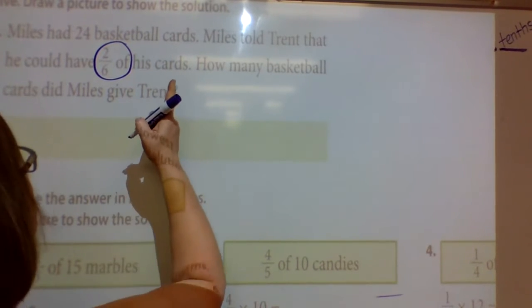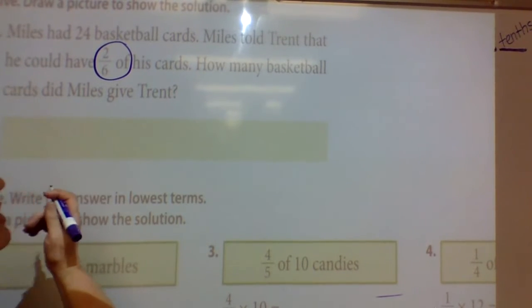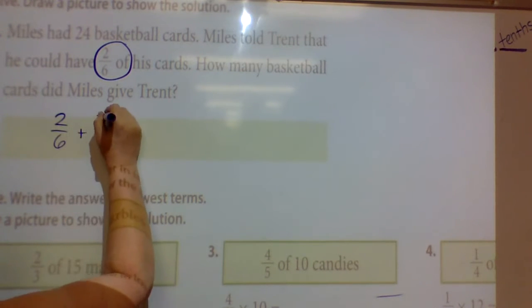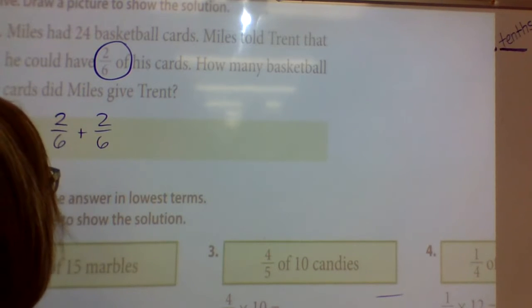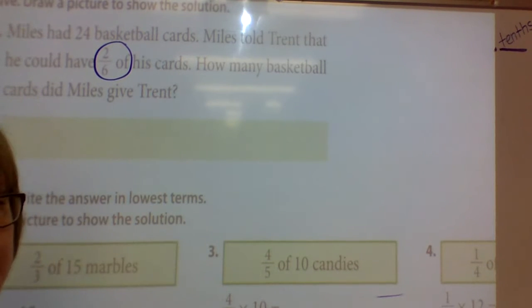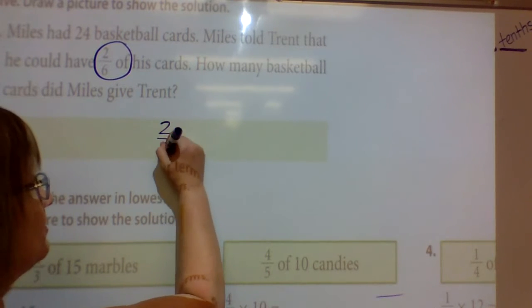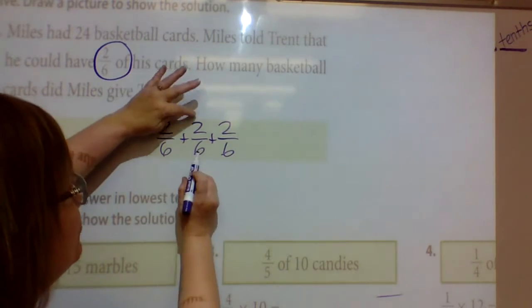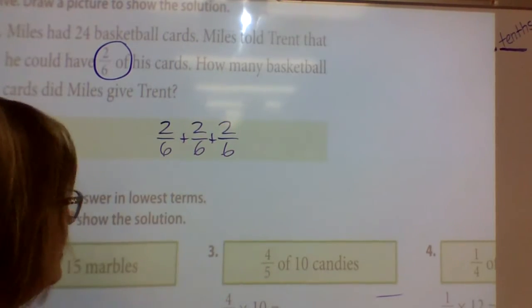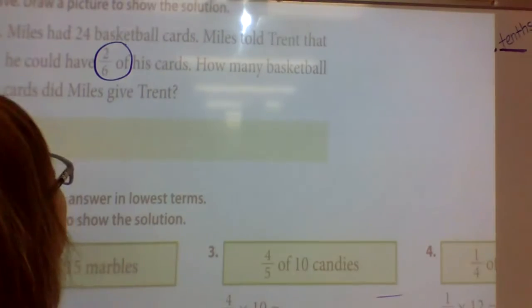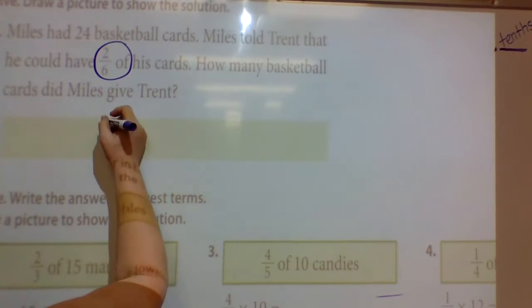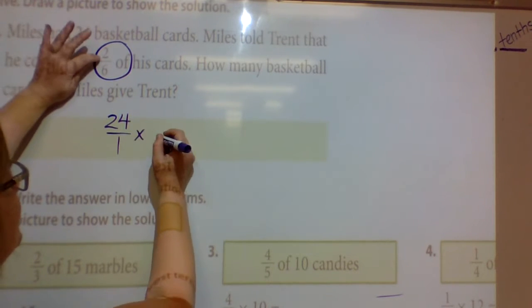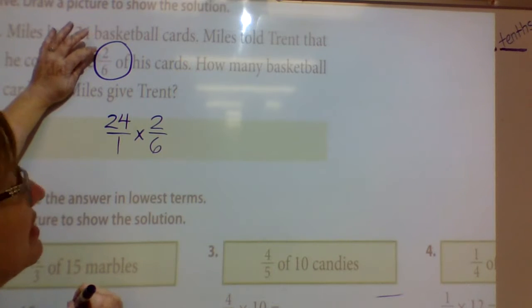So if you want to solve it, the way that they did it would be 2/6 plus 2/6 plus 2/6. There's only 3 2/6, right? Because 2, 4, 6 equals 6/6, which equals the whole. So you can either do it that way, or you can do 24 over 1 times 2/6. Anytime you want a fraction of something, it gives you the answer.